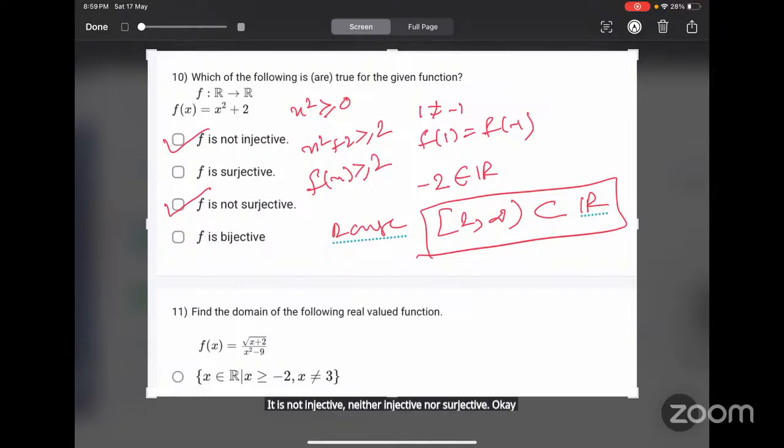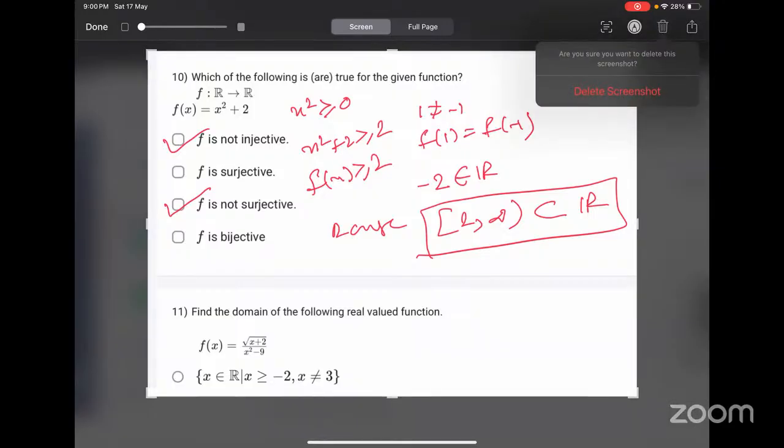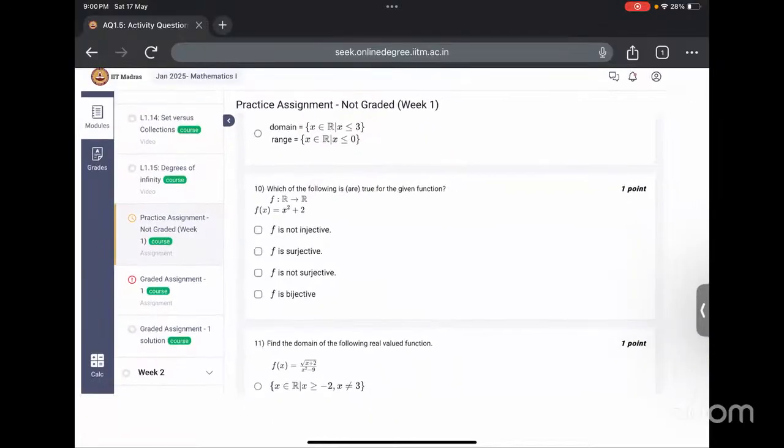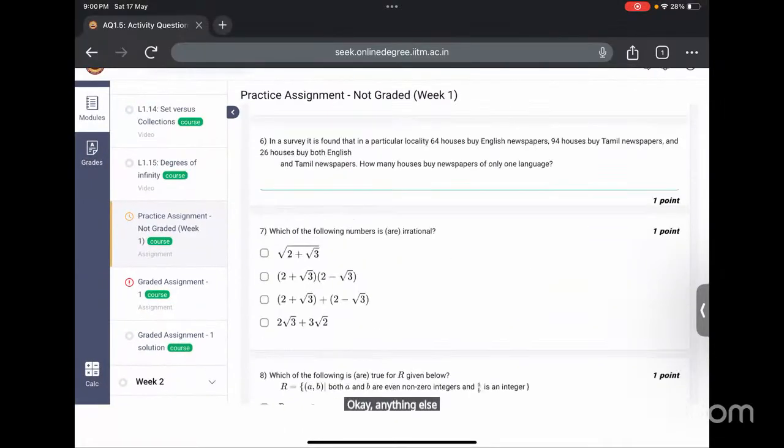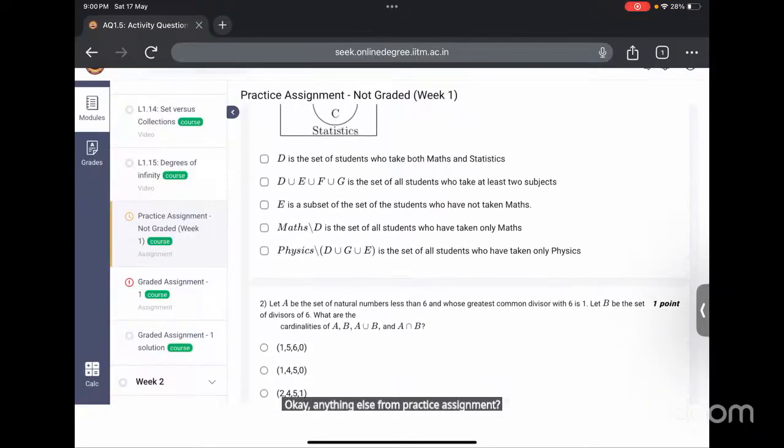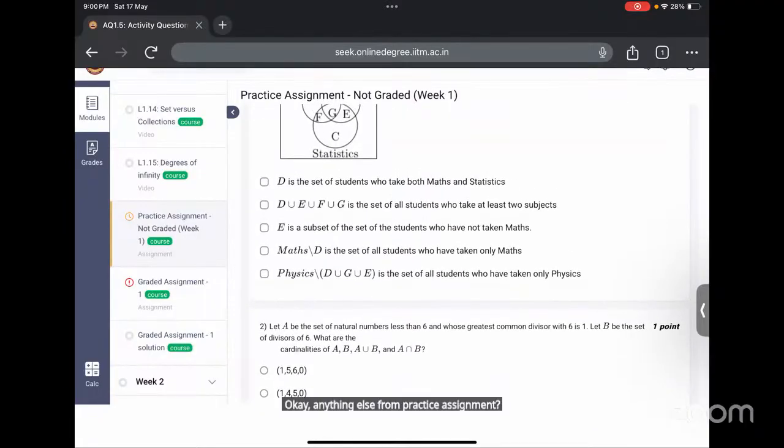Okay? Any doubt? Any doubt from here? Is it fine? Okay. Anything else from practice assignment? Okay. Is someone saying something? Yeah, Diti.